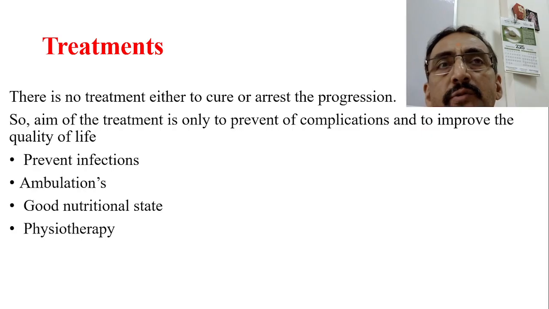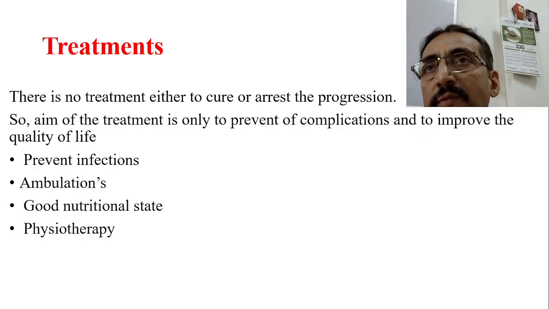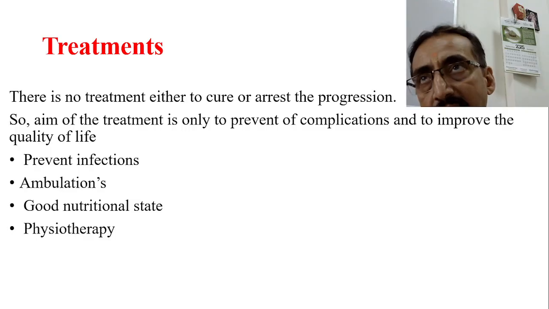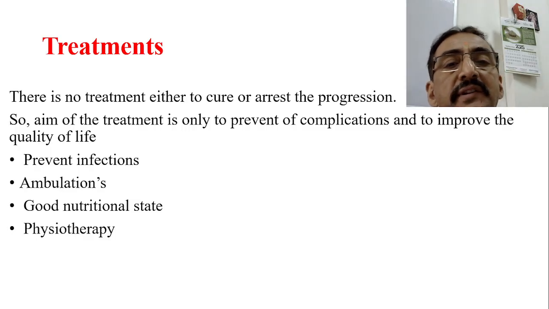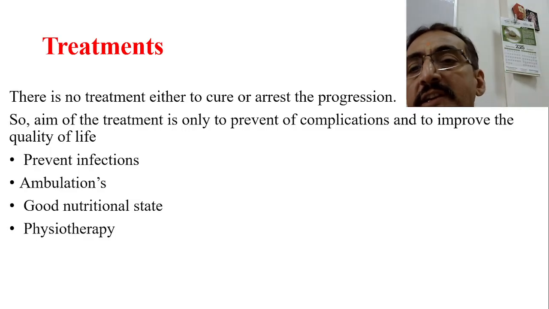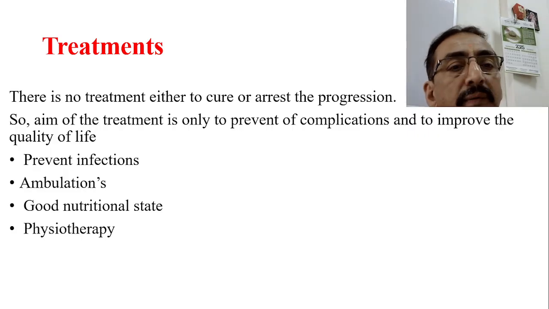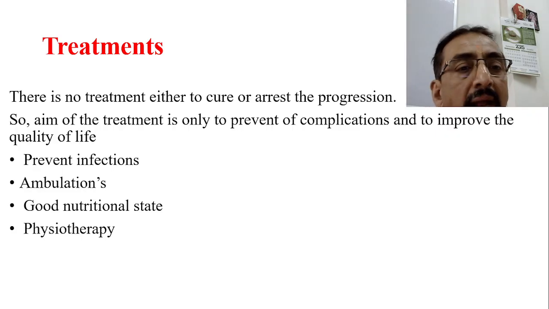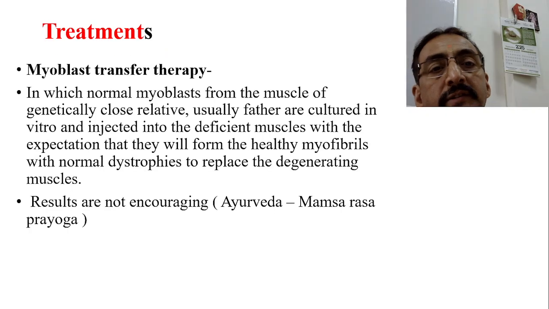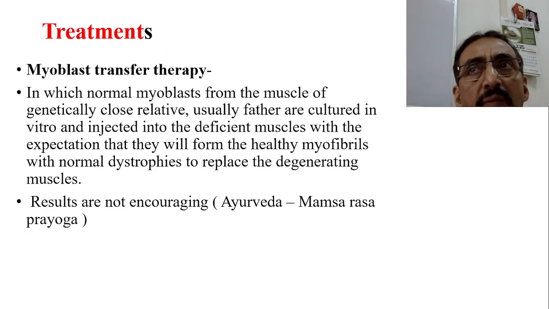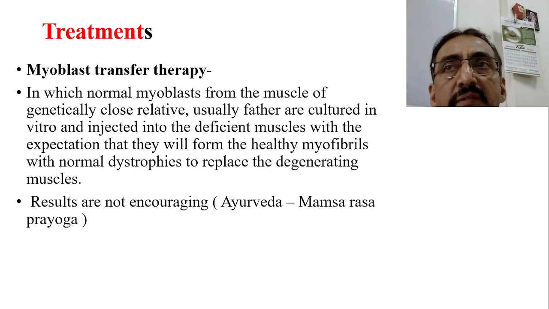Okay, the dystrophin gene, which is responsible for the formation of dystrophin itself, is affected. So the aim of the treatment is only to prevent complications and to improve the quality of life. To prevent infections we have to take some care, then ambulation, good nutrition status, and physiotherapy can be done. One of the treatments which is tried is myoblast transfer therapy.